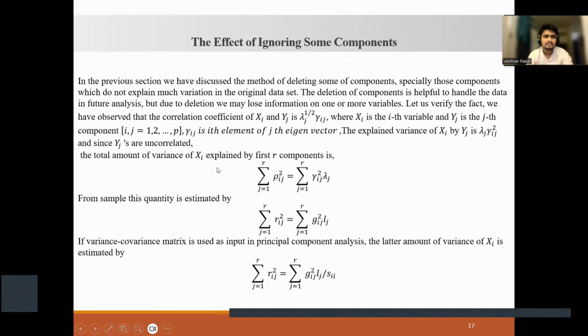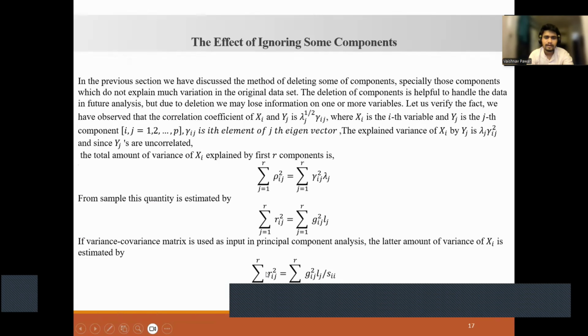These are the amounts of variation of xi explained by the r components. This is the formula. Then the sample quantity is estimated by g_ij squared, which is nothing but our weights. The variance covariance matrix is used as an input in principal component analysis. The latter, the amount of variance of xi, is estimated by s_ii. If we divide s_ii by the weight matrix, then we get the amount of variance of xi.